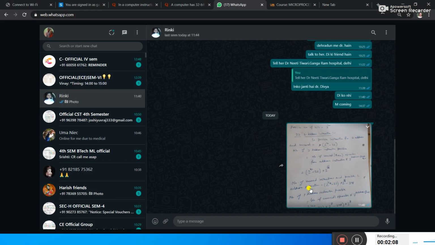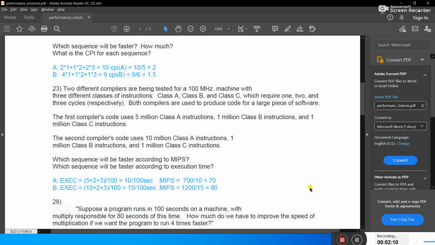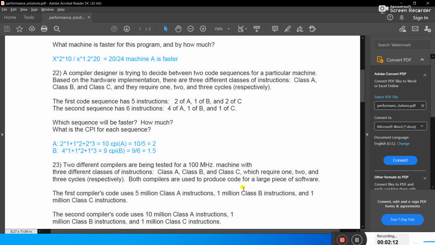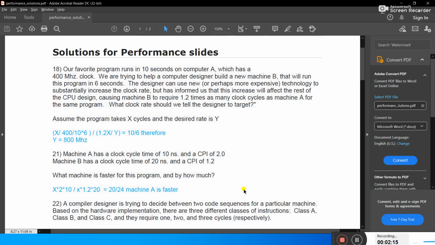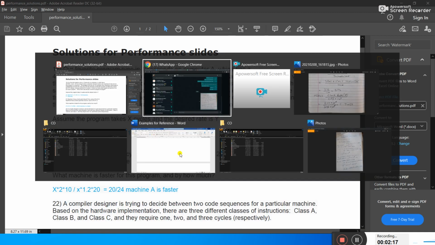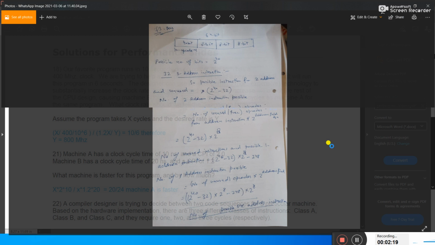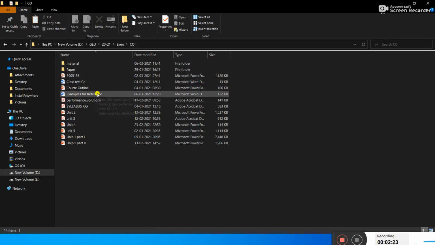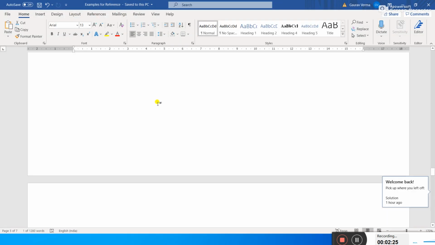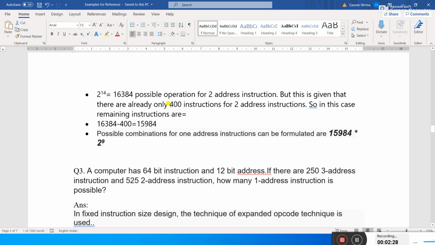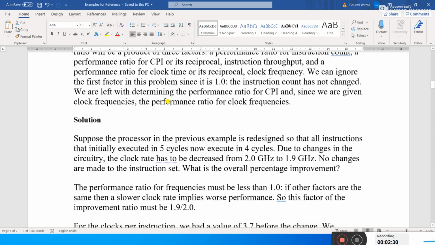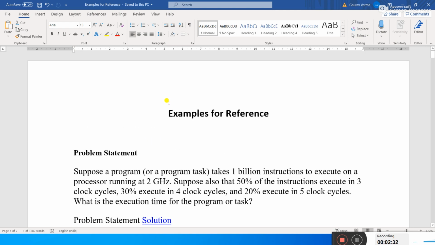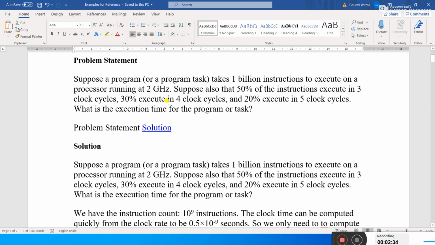Next, I want to discuss some important performance-based questions. For example, this is the reference file I have already shared with you. Please see that I have also included in this file the solutions of these questions.